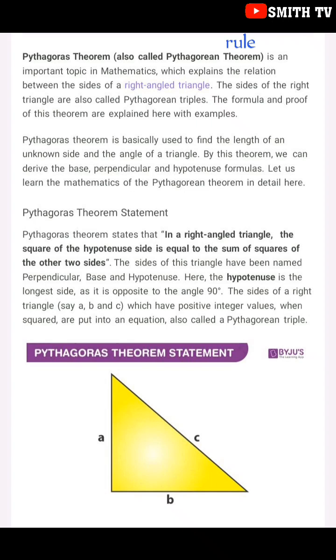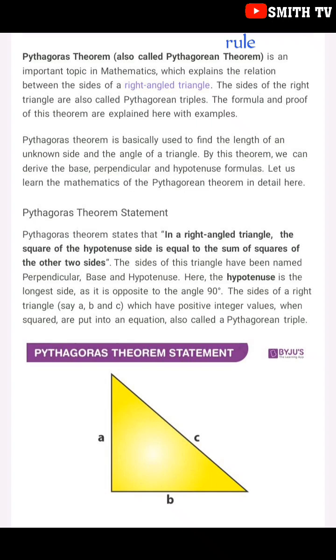Pythagoras theorem is basically used to find the length of an unknown side and the angle of a triangle. By this theorem, we can derive the base, perpendicular, and hypotenuse formulas.